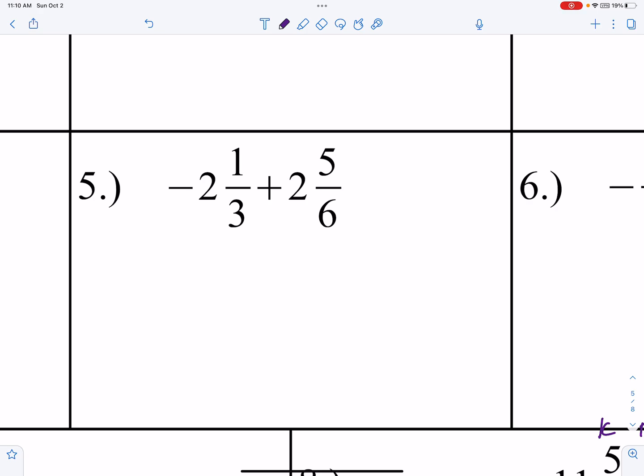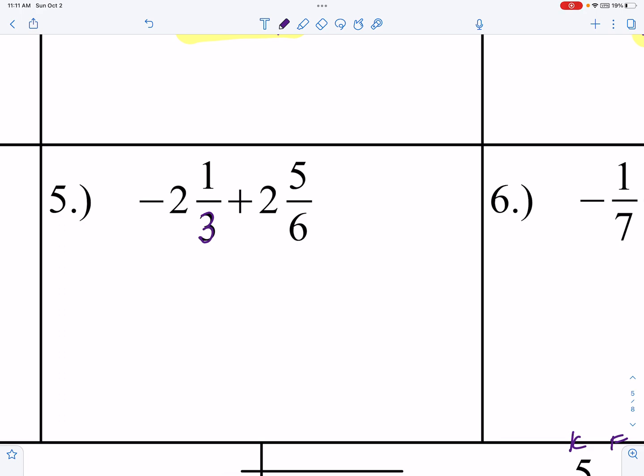Since I can see that this 3 can easily be turned into a 6, I'm probably just going to go ahead and do that, okay? And so we will make an equivalent fraction by multiplying by 2 over 2, okay? So I'm going to now rewrite what I have now, okay? So I have -2 and 2/6 plus +2 and 5/6, okay?